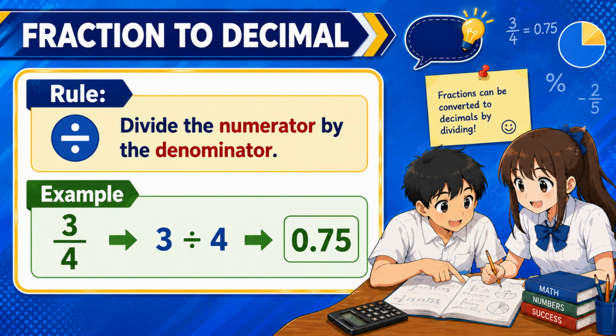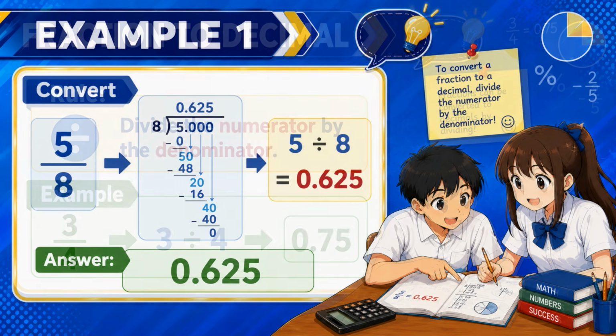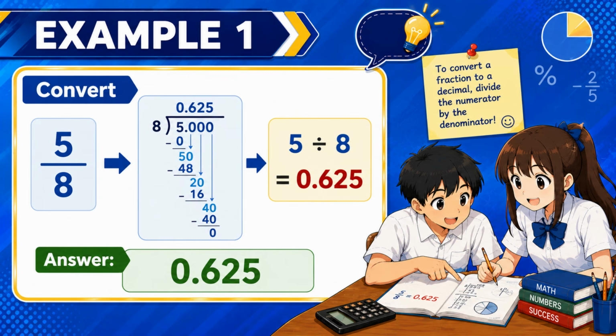To convert a fraction into a decimal, simply divide the numerator by the denominator. For example, 3/4 becomes 0.75. Let's solve another example. 5 divided by 8 equals 0.625. Therefore, 5/8 equals 0.625.